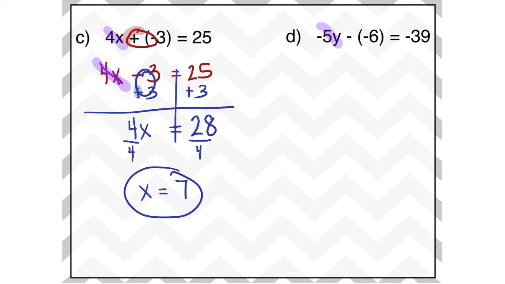All right, same idea over here for D. First thing we want to do is go back to trimester 1 of our learning, and if you see a subtraction sign next to a negative, we're going to circle and rewrite that. That is going to become plus 6. Everything else can stay the same. We can still have this negative 5y, and we can still have negative 39.